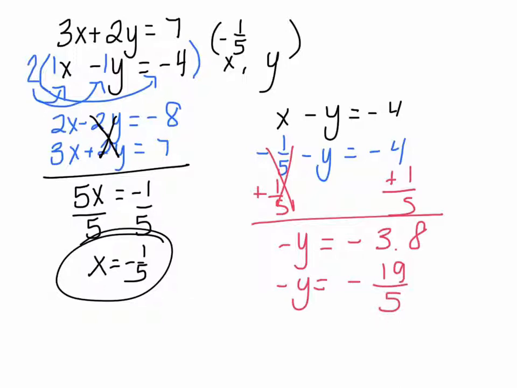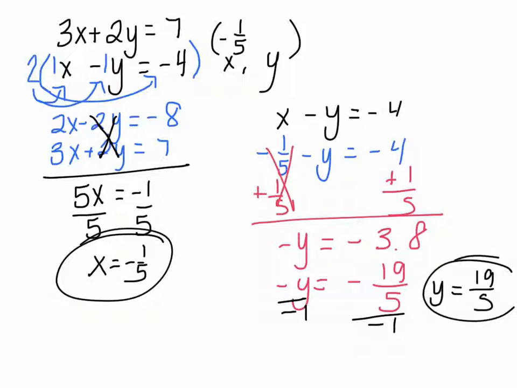If you have a graphing calculator, I highly recommend using your math function, pressing option number 1, and turning everything into a fraction. Next, I'm going to divide both sides by negative 1. Therefore, y equals a positive 19/5. And there's my answer.